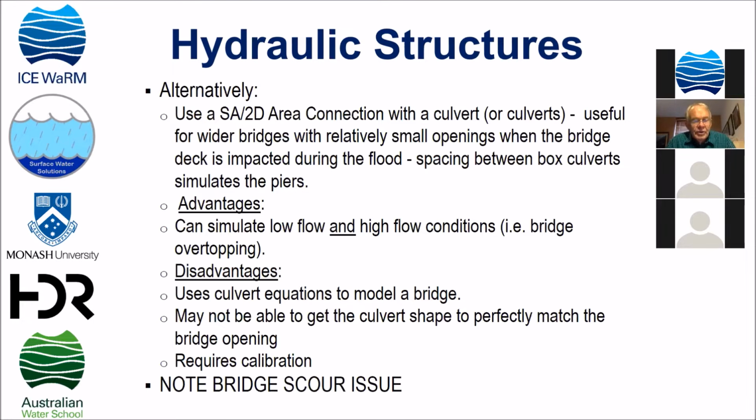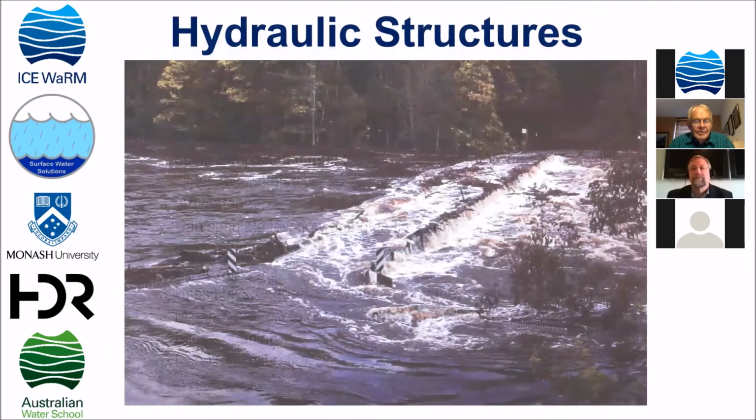Disadvantages are that the culvert equations are in fact used to model a bridge and not the multiple bridge routines which are available in the 1D version, and it may not be possible to get the culvert shape to perfectly match the bridge opening, and calibration because of these disadvantages would clearly be required. So I also want to emphasize the fact that within the 2D model, bridge scour cannot be modeled, and if we move to the next slide, I want to emphasize that scour at bridge sites remains the single most common reason for failure of bridges.